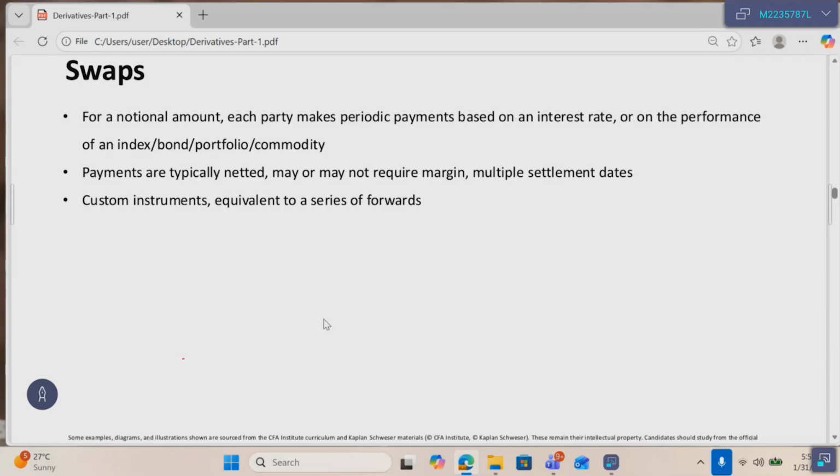So this is just a bit of theory. But in a swap, remember, there will be periodic payments. There will not be a one-time swap. You'll have to swap it over the period and then give them the payment history.